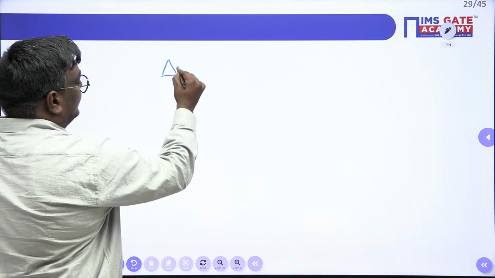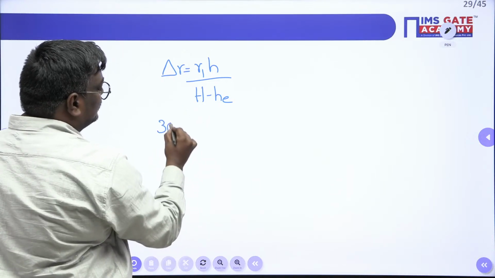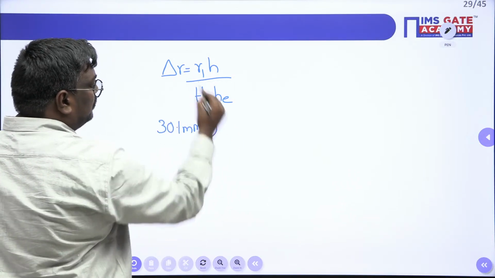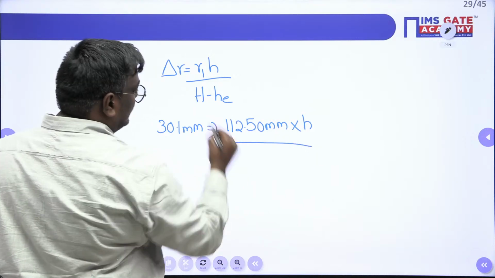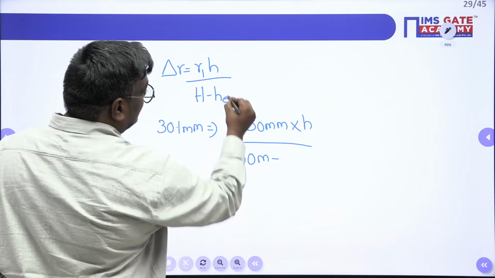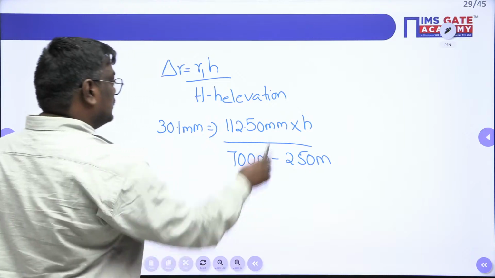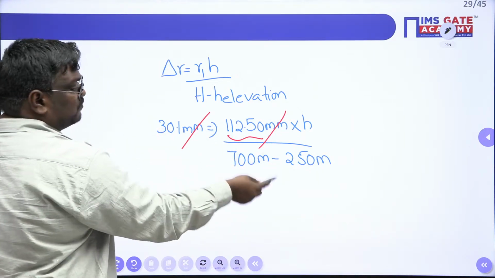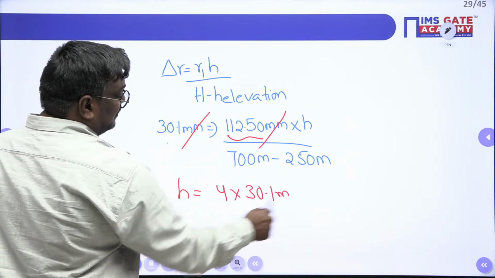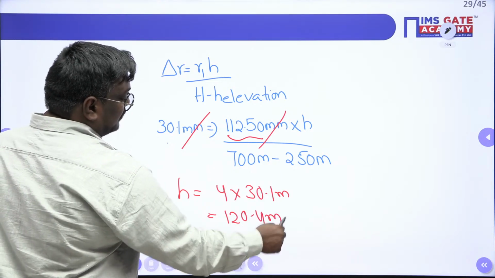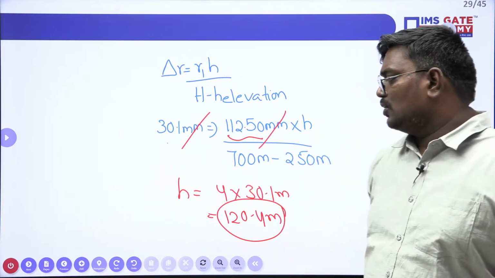Now what I would like to tell you is delta R is equal to R1 h upon capital H minus H elevation. So delta R is how much? You got it, 30.1 mm. And what is the radial distance to the top? It is 112.50 mm, into height of the tower, which you don't know. That you have to find out. H is 700 meter minus H elevation, that is 250 meter. If you solve this, mm cancel. 112.5 into 4 is 450. So h is equal to 4 into 30.1 meter, that will be equal to 120.4 meter. Is this clear? Okay.